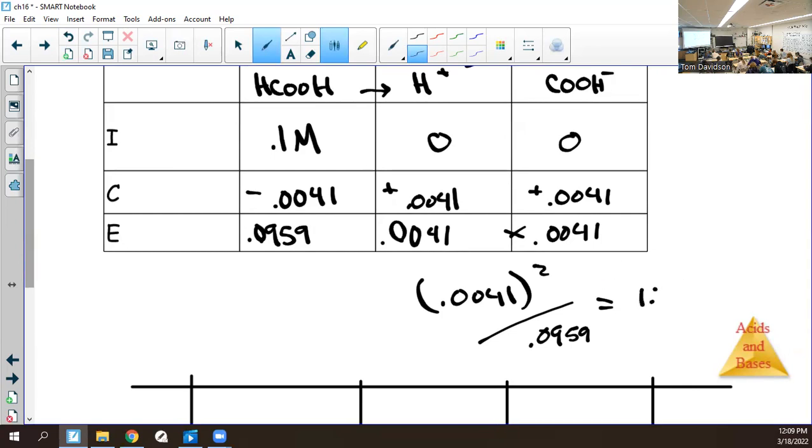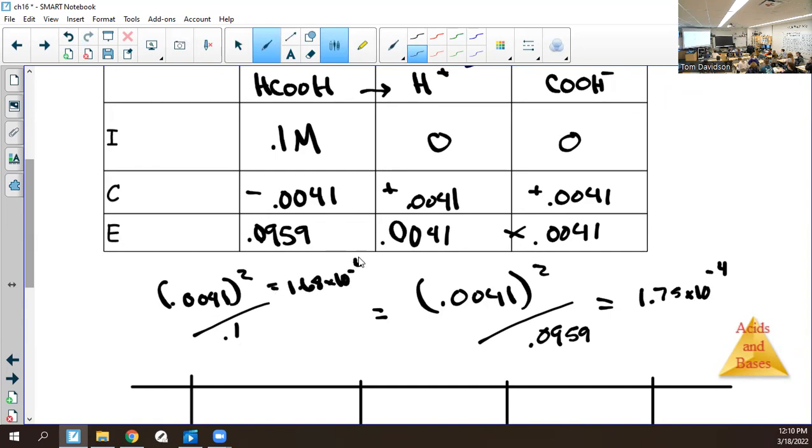1.75 times 10 to the negative 4. Is that right? Is that what you guys got? Yes. Okay. Will someone do me a favor and type in 0.0041 squared over 0.1? 1.68 times 10 to the negative 4. They're a little bit farther off than I thought.